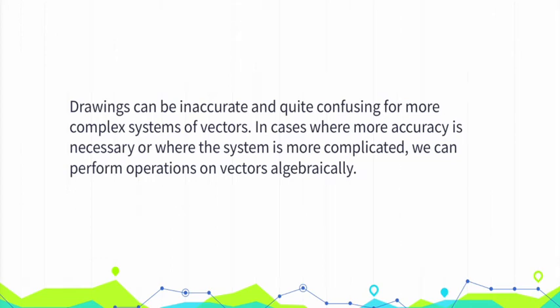So in section 8.1, we talked about representing vectors using drawings, but these can be inaccurate and kind of confusing, especially when we talk about, say, three-dimensional vectors. So in cases where more accuracy is necessary or where the system is more complicated, we can perform operations on vectors algebraically.